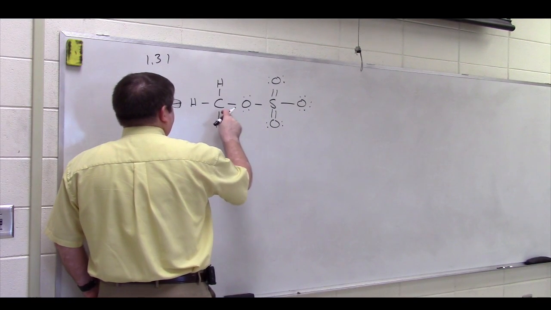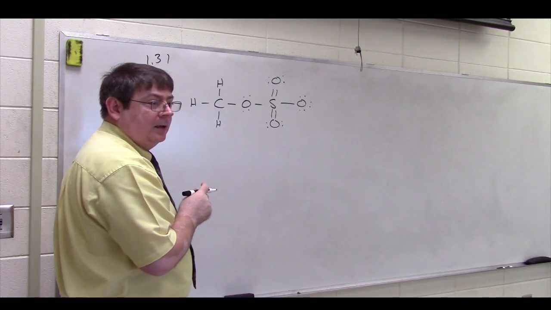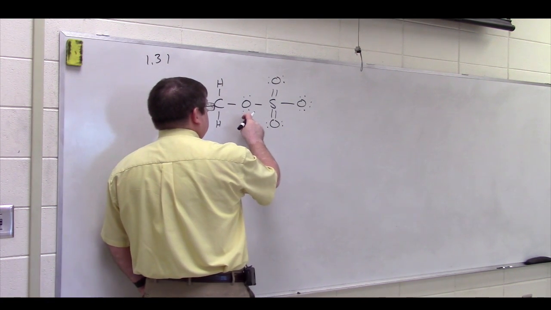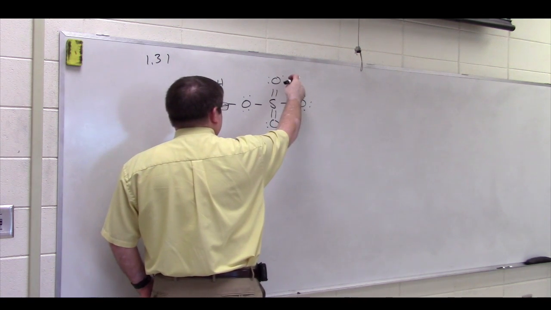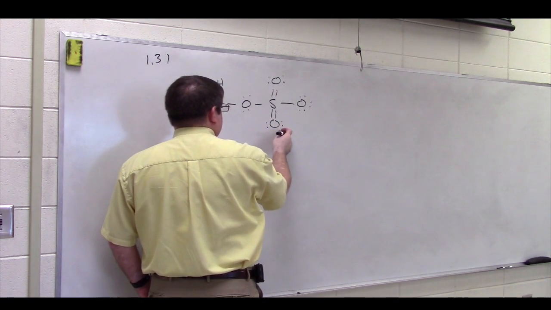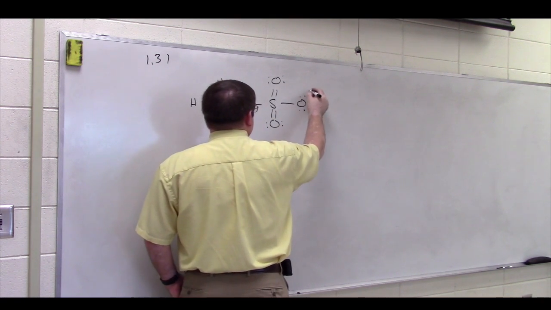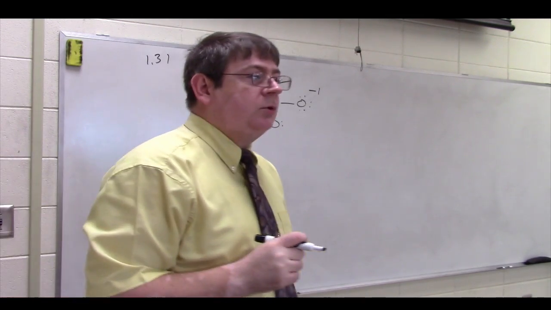How about the carbon? It's good too. It's 0, right? It comes in with 4, it formally owns 4. How about this oxygen? It's fine. It's good. How about this one? It's good. How about this one? It has a negative charge. How do we know it has a negative charge? Because it came in with 6 and now owns 7. That's right, it owns 7.